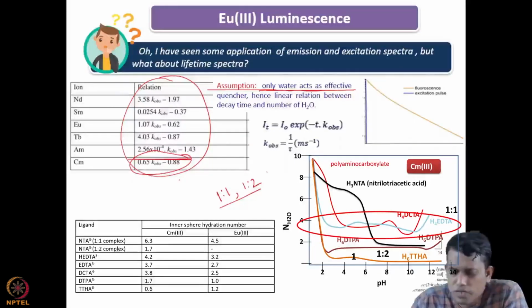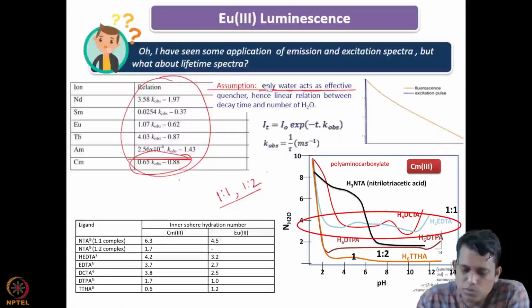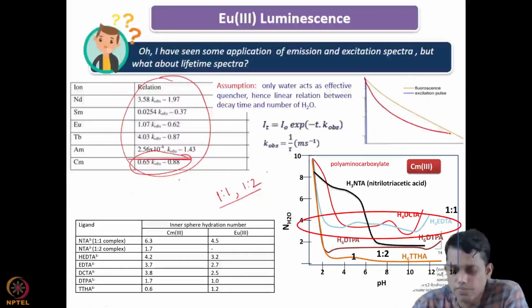Instead of a mono-exponential curve, you will get a curve which can easily be fitted to a bi-exponential curve. You'll get a curve like this, and when you fit it to a mono-exponential, you may not get a very good fit. Then you go for the bi-exponential fitting, and you get a good fit. So now you know that your system has more than one species based on the lifetime spectra.